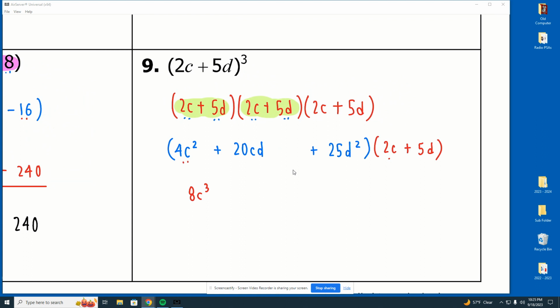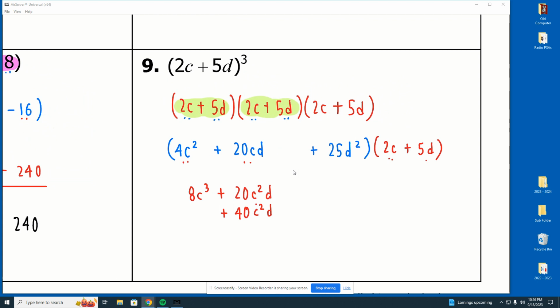Next, 4c squared times 5d. 4 times 5 is 20, and c squared times d is c squared d. Next, how about 20cd times 2c? Again, 20 times 2 is 40. But what about cd times c? Well, c times c becomes c squared, so 20 times 2 is 40, and cd times c is c squared d. And those are like terms. See, it gets a little confusing at this point, so you got to be real careful.